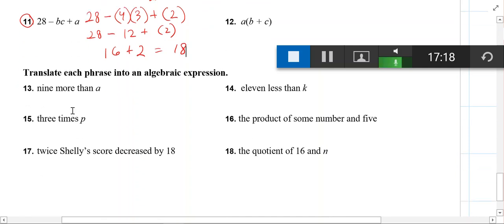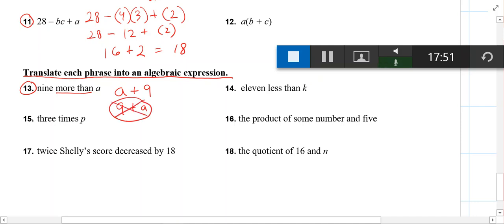All right, we had some examples of these in the notes, so go ahead and try this one. All right, remember we always want to read directions. It says translate each phrase into an algebraic expression. 9 more than A. More than. Did I say 8? I meant A. So we go A plus 9. Do not have it like this. That's no good. It's more than.